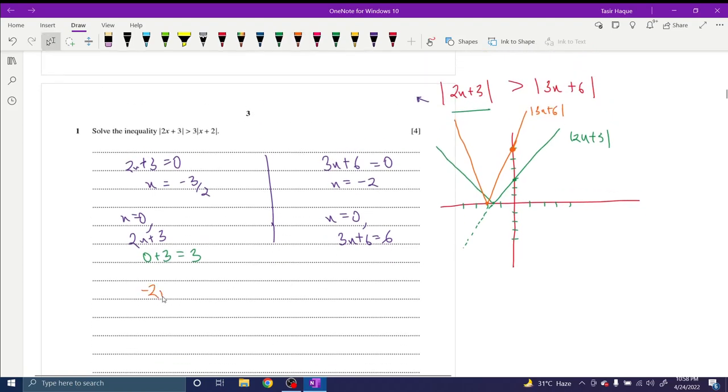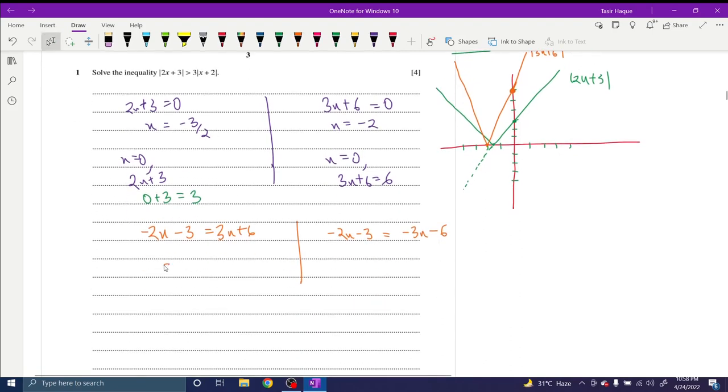So minus twice x minus 3 is equal to 3x plus 6. This is one of them. And the other one, minus twice x minus 3 is equal to minus twice x minus 6. Okay, so 5x is equal to minus 9, x is equal to minus 9 by 5, and x is equal to minus 3 over here. So these are our critical values.